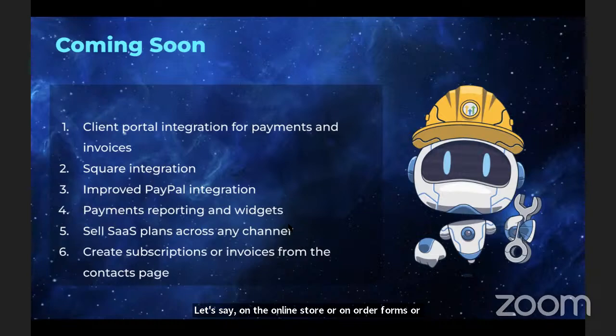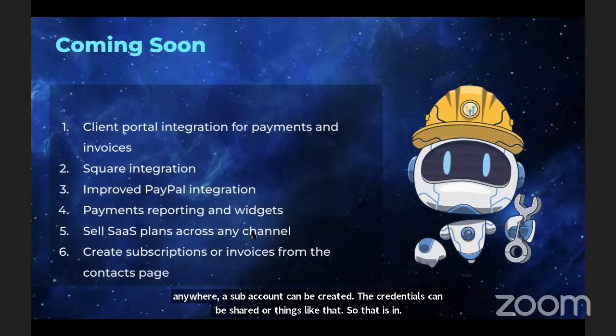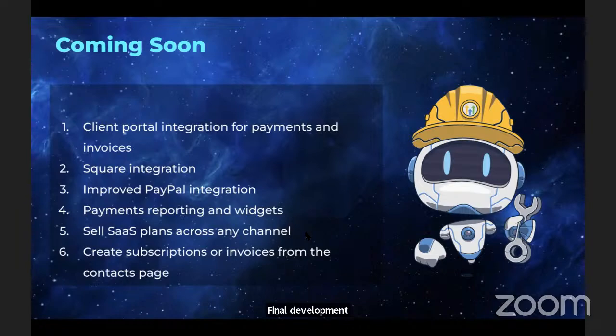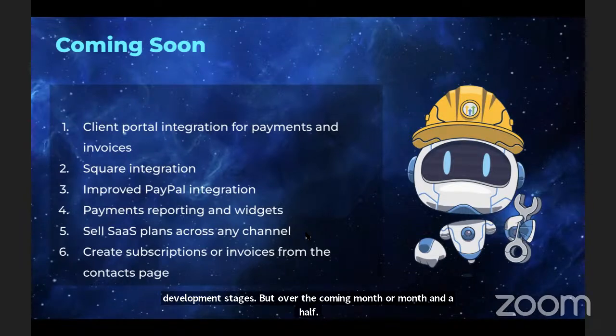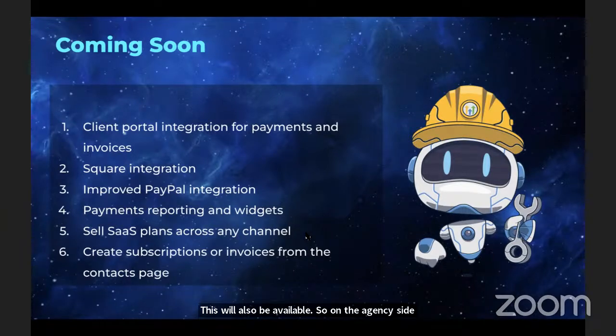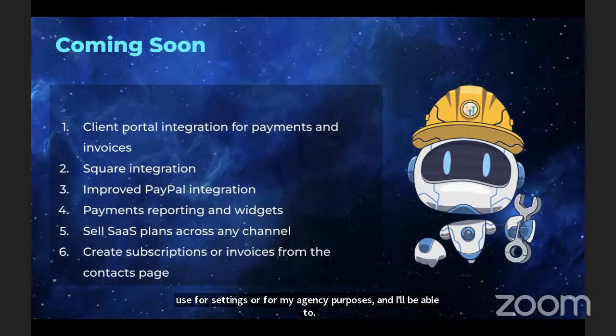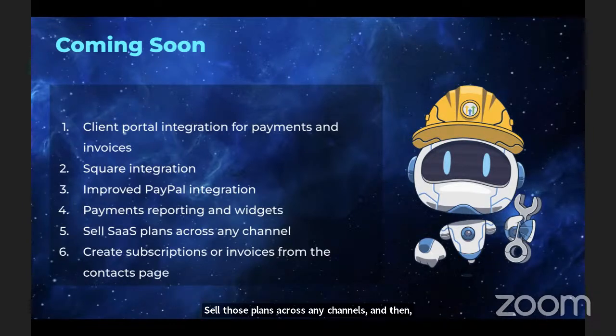So that is in final development stages, but over the coming month or month and a half, this will also be available. So on the agency side, you will be able to define a sub account that, hey, this is my sub account which I'll use for selling SaaS or for my agency purposes, and I'll be able to sell those plans across any channels. And then whenever that product is sold across any channel, I will be able to automatically create a sub account for my client.